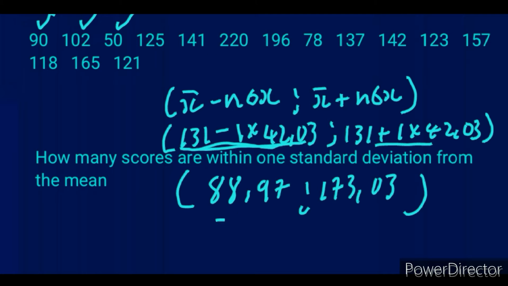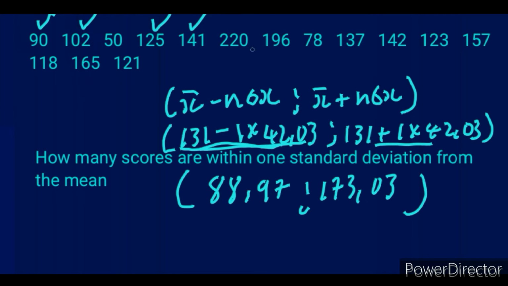And what about 50? Well, 50 is smaller than 88.97, so it does not fall into this range. We need a score that is bigger than 88.97 and smaller than 173.03. So 50 is not part of the scores. What about 125? 125 is bigger than 88.97 and smaller than 173.03, so 125 is part of it. What about 141? 141 is bigger than this and smaller than this, so it's part of it.